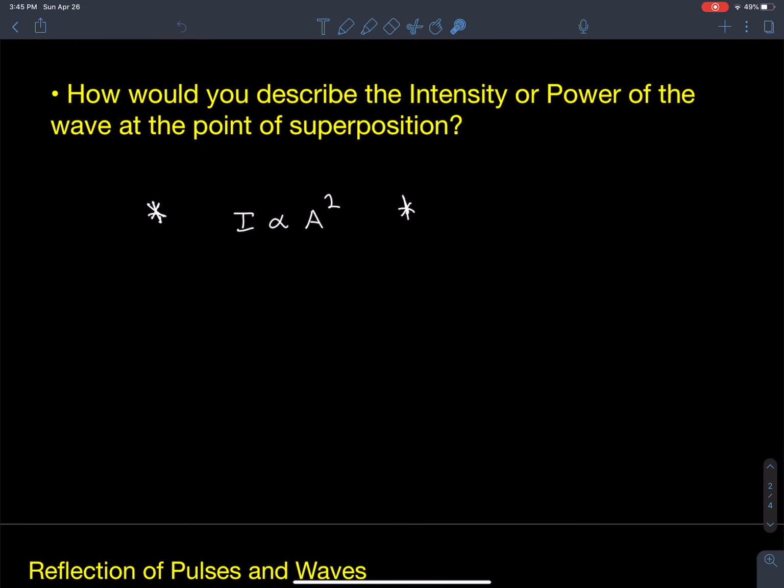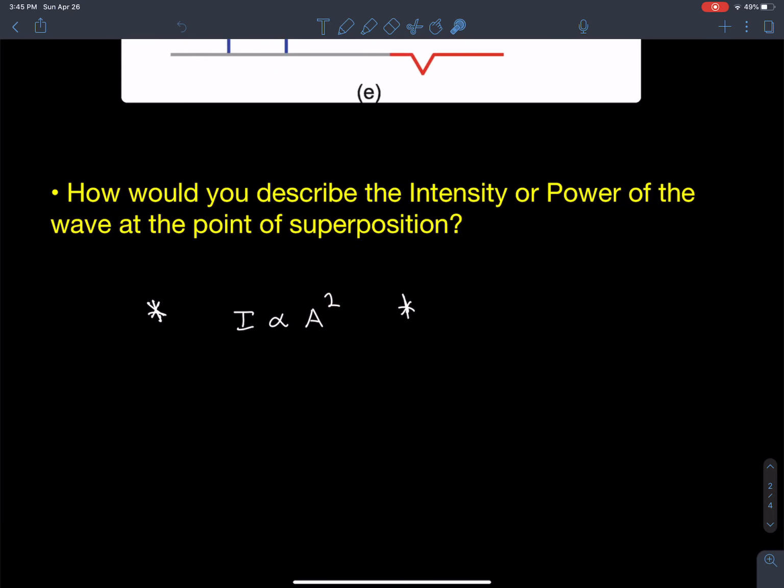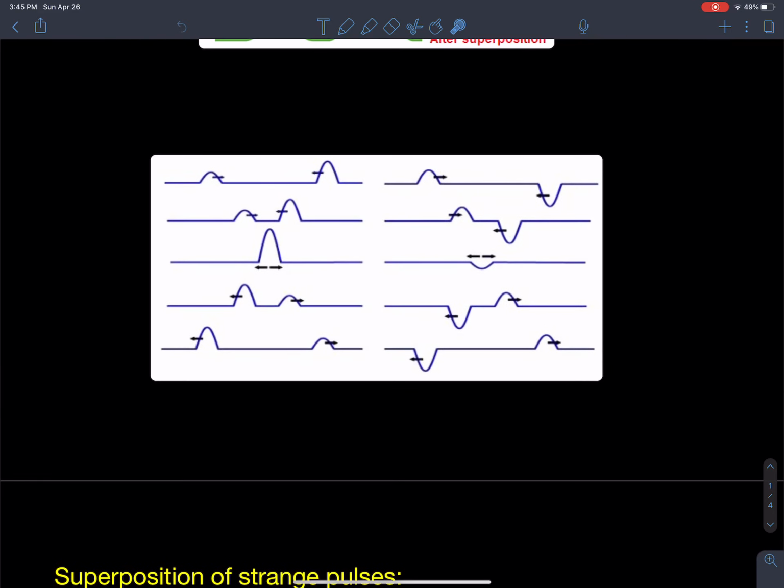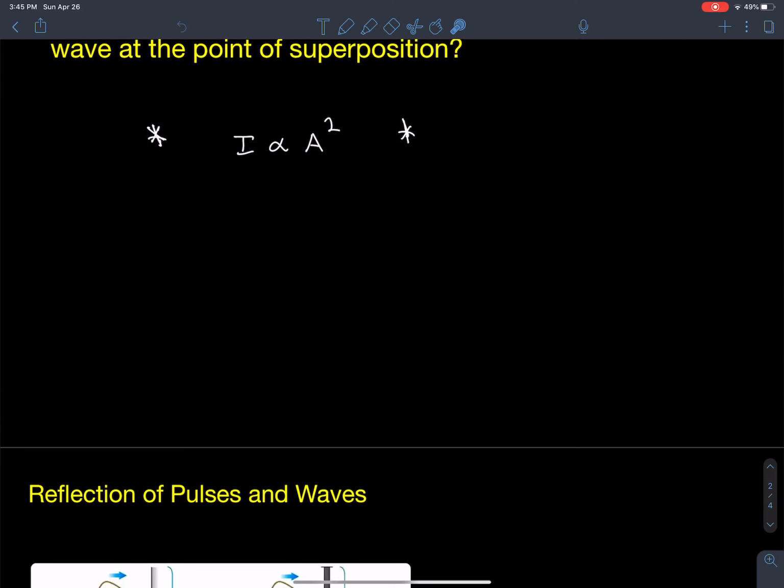So how would you describe the intensity or power of the wave at the point of superposition? Remember, when they mathematically add up, like for example this wave over here, what would happen to the intensity? Well, you'd have to square the amplitude. So the intensity becomes dramatically larger. So imagine this was 1.5 times the amplitude here. The intensity would be 1.5 squared. So it becomes quite large.